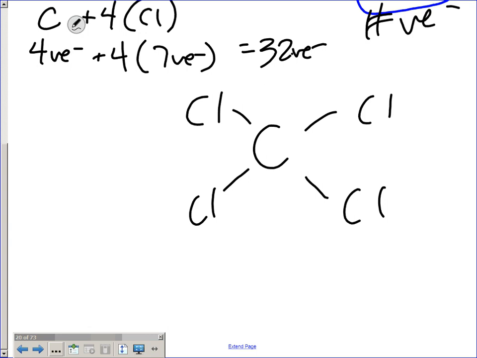Dots. So I have two pairs, right? So 2, 4, 6, 8. That's there. That's good. 2, 4, 6, 8. Good. 2, 4, 6, 8. That one's good. And then 2, 4, 6, 8. That one is good. So I just added a bunch of dots, but not just a bunch. Be specific. We added 6 dots to each of the chlorines.